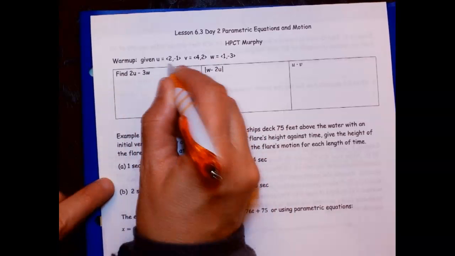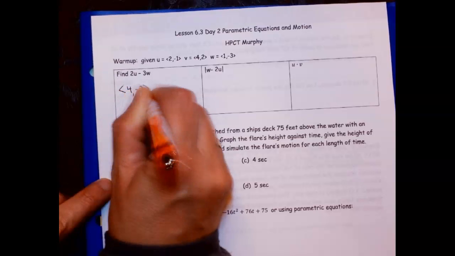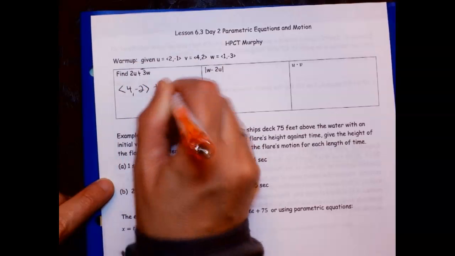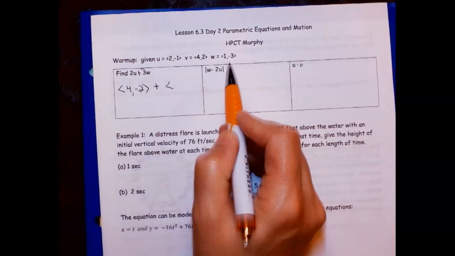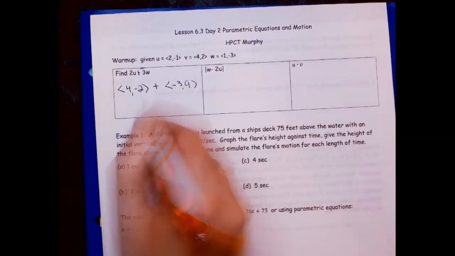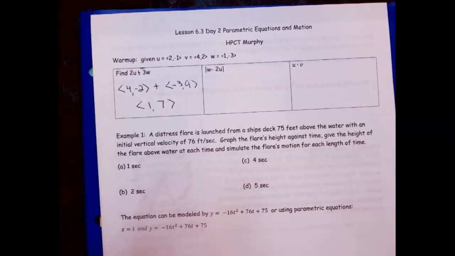So I'm going to take vector u, I'm going to go ahead and multiply it by 2. And I'm just going to change this to adding a negative. So I'm going to add a scalar of negative 3 times vector w, so that's negative 3 and 9. And finally I add my corresponding components and we get 1, 7.